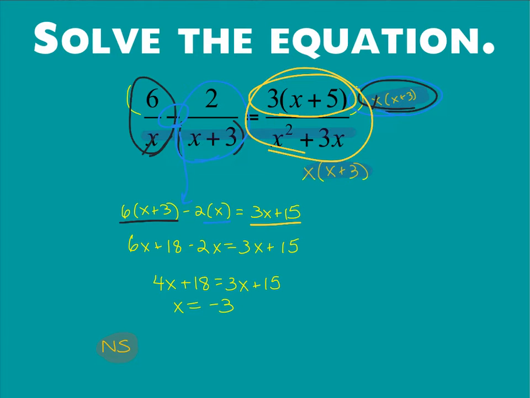Distribute the 6 in, and I get 6x plus 18 minus 2x equals 3x plus 15. Combine your like terms. 4x plus 18 equals 3x plus 15. And then subtract the 3x and subtract the 18, and I get x equals negative 3.